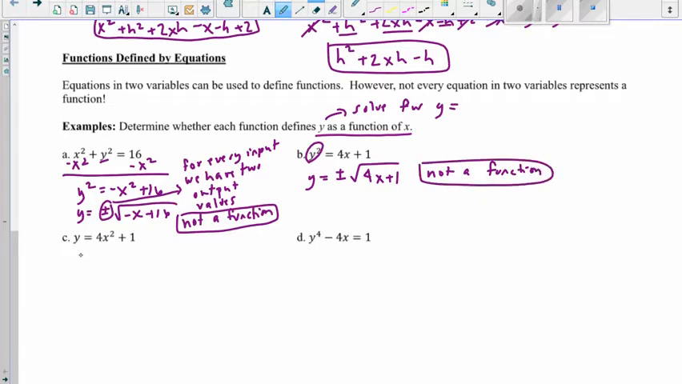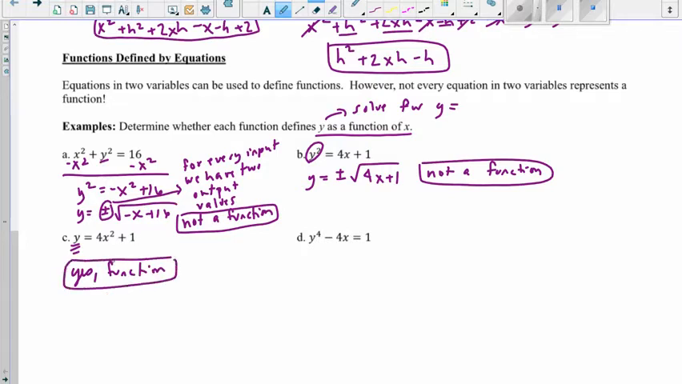Here, y is already solved. And so this is a function. It's a quadratic equation. Y equals 4x squared plus 1. So this is quadratic. And so yes, it's a function. You could even graph it.